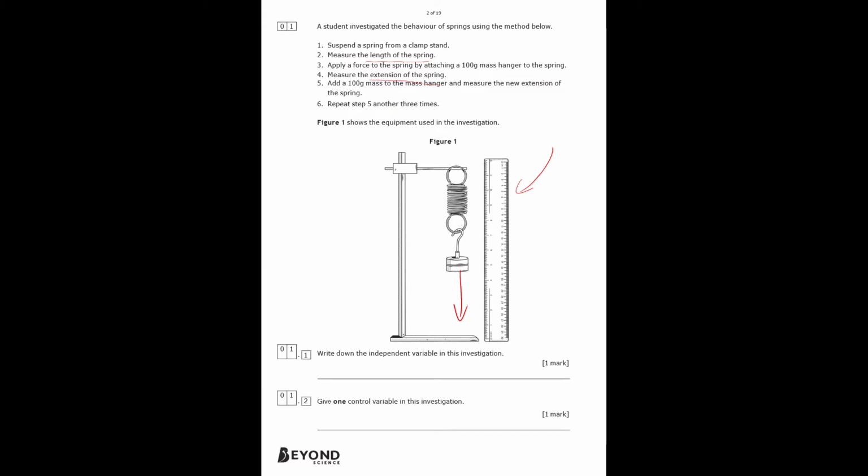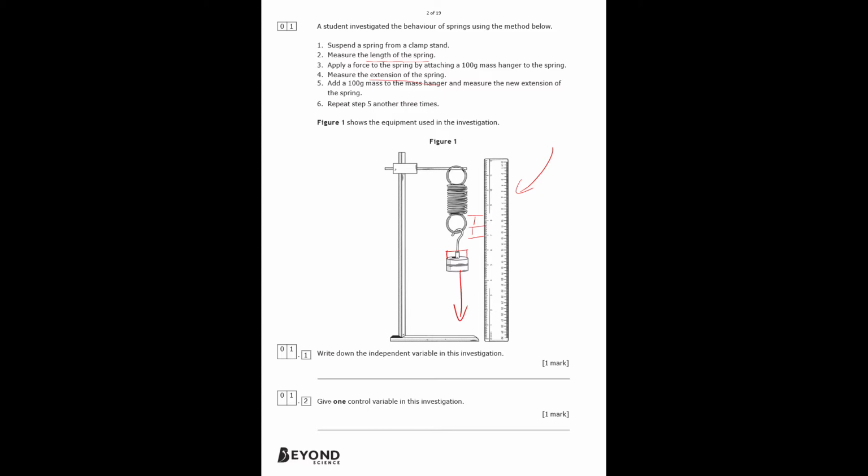So in this experiment, we are simply loading up masses onto this mass hanger, and we're seeing how much the extension of the spring changes. Note that we are looking to find the extension of the spring here. That is its new length in comparison with its original length.